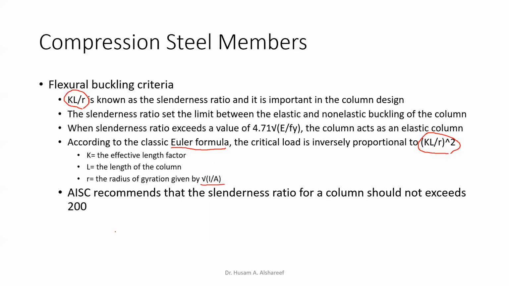Now, to conclude this lecture, the AISC code recommends that the slenderness ratio should always be taken less than 200. Always should be taken less than 200.